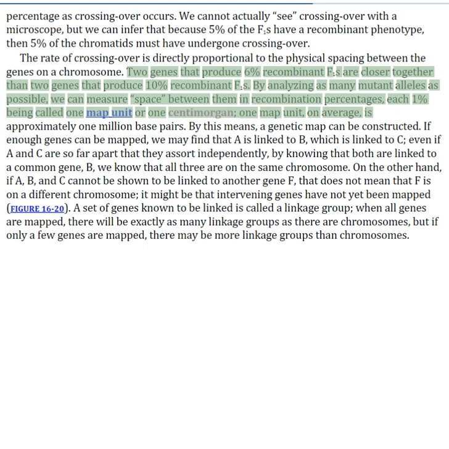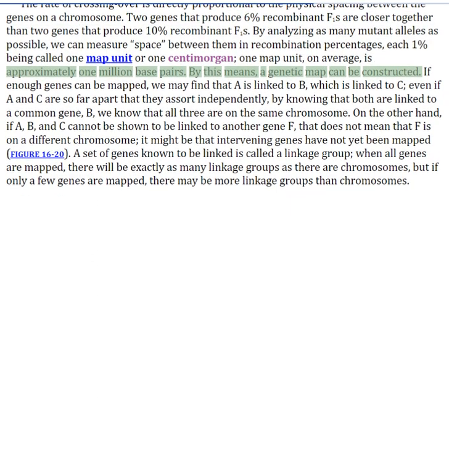By analyzing as many mutant alleles as possible, we can measure space between them in recombination percentages, each 1% being called 1 map unit or 1 centimorgan. 1 map unit, on average, is approximately 1 million base pairs. By this means, a genetic map can be constructed.